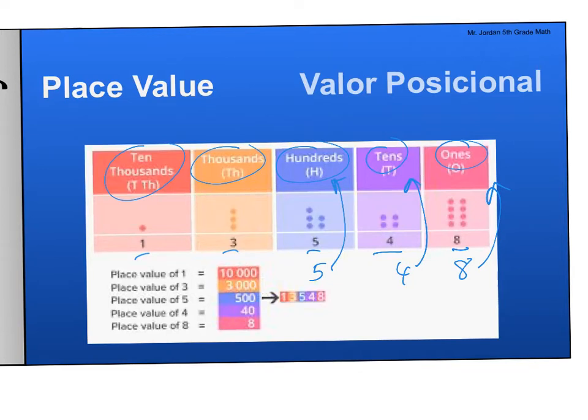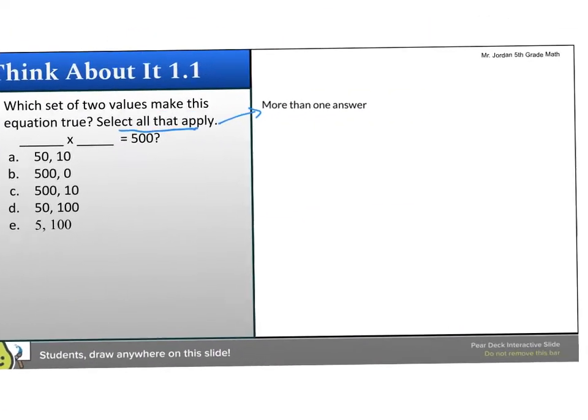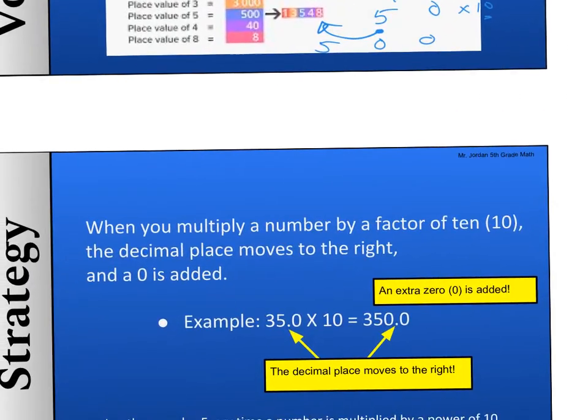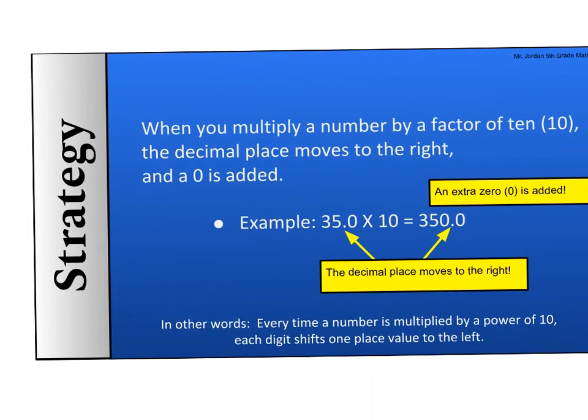If I'm multiplying 50 by 10, then the number 5, when I multiply by 10, is going to shift one place to the left and make 500. So if we look at the strategy, there's a strategy slide. Two possible strategies. I'm going to focus on the one down at the bottom. Every time a number is multiplied by a power of 10, each digit shifts one place value to the left.